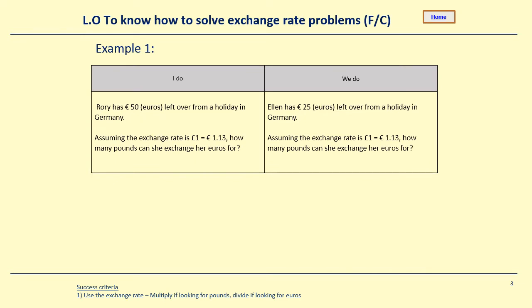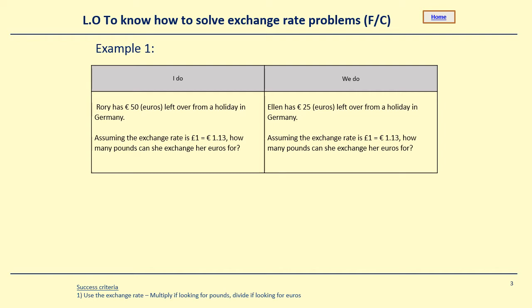Okay, so like I said, make sure you've got a calculator for this lesson, please. You will need it for this lesson. So make sure you get the calculator out of your bag and you're ready to go through the I do and the we do. Right, so the first I do says, Rory has 50 euros left over from a holiday in Germany. Assume the exchange rate is £1 to €1.13. How many pounds can she exchange her euros for?